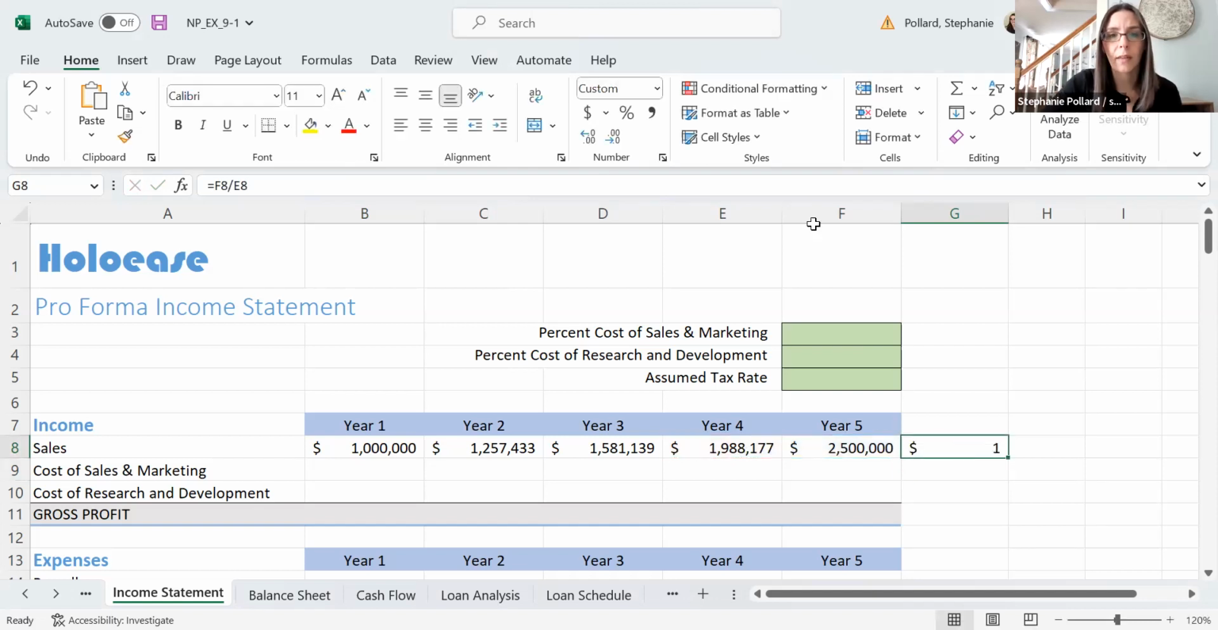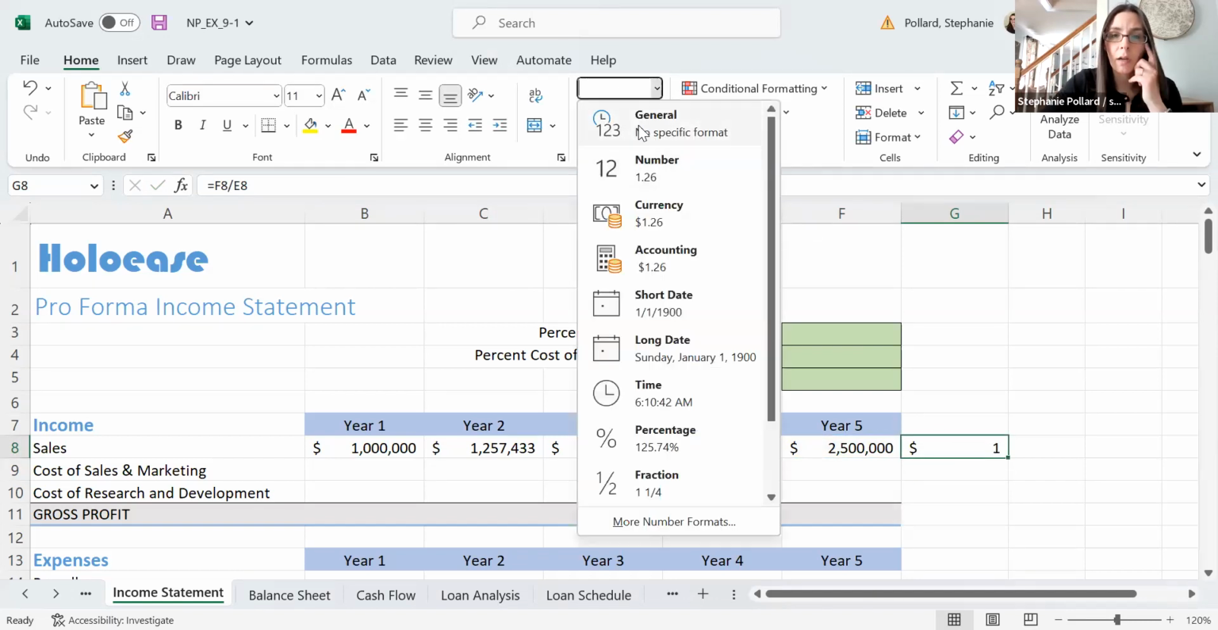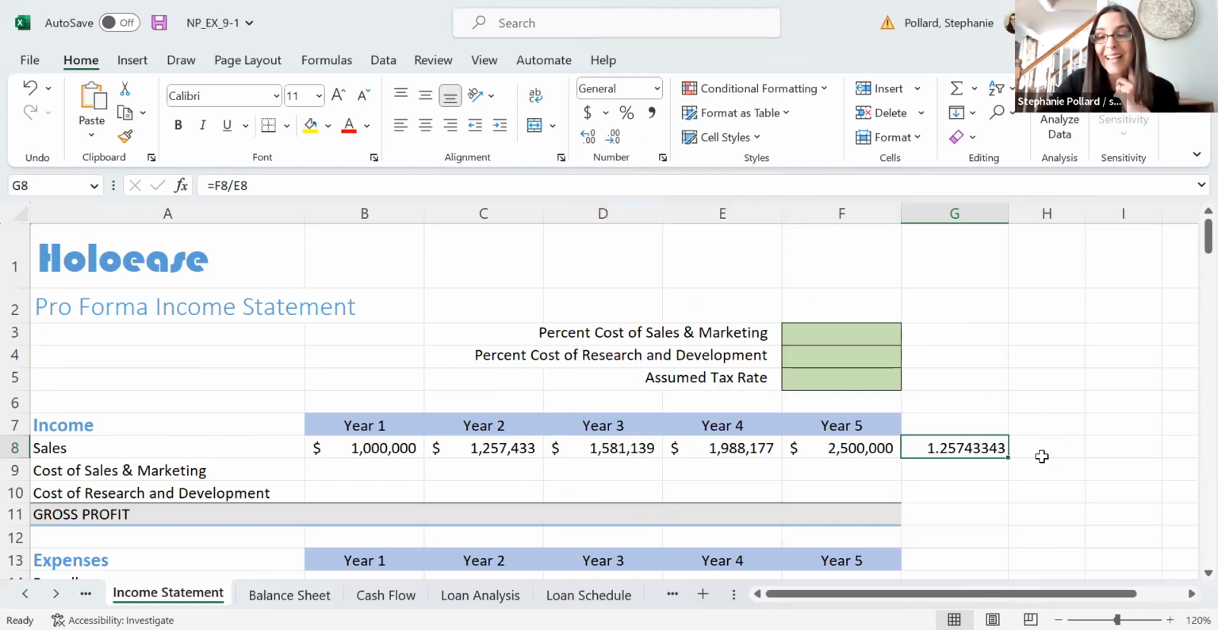All right, let's reformat. I think my formatting is causing me an issue here. Let's say general. All right, that looks better. I didn't think I divided wrong. So my cell was just formatted incorrectly. So I'm going to fix this.